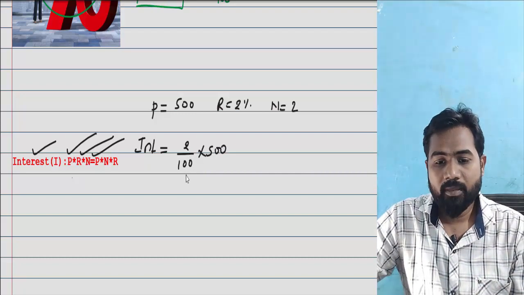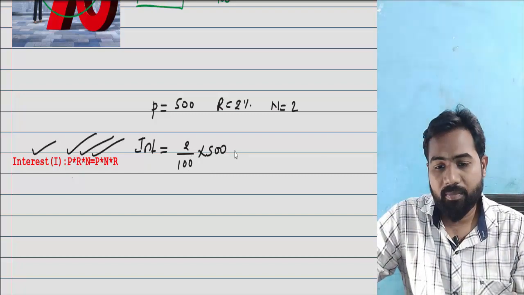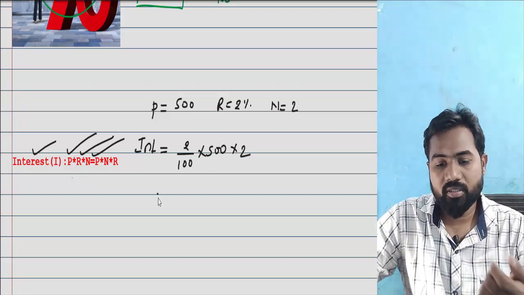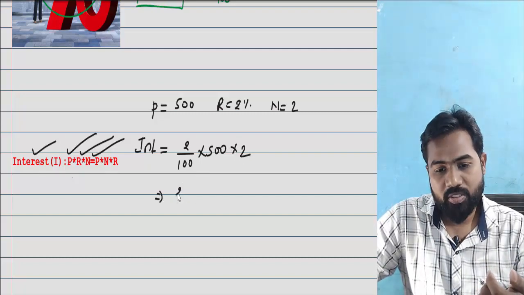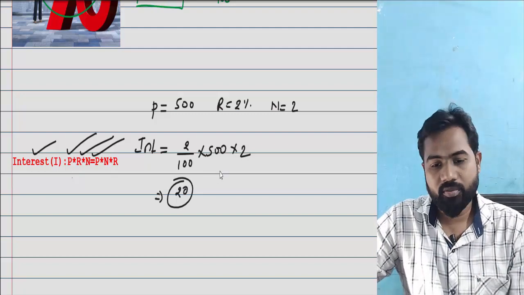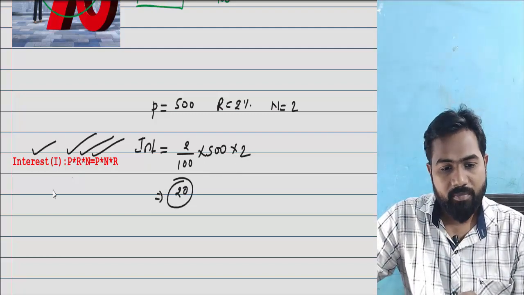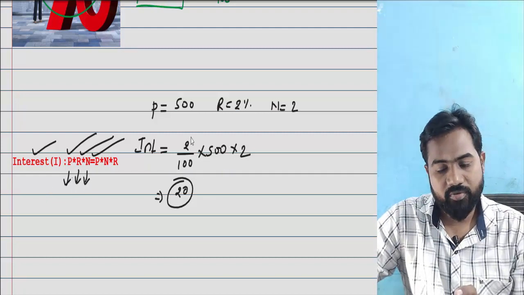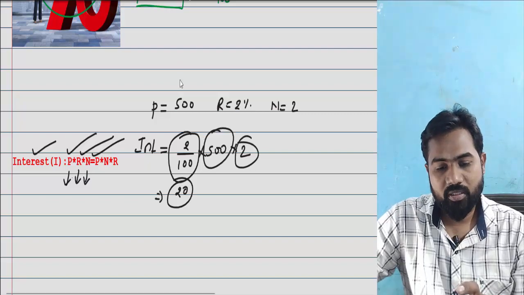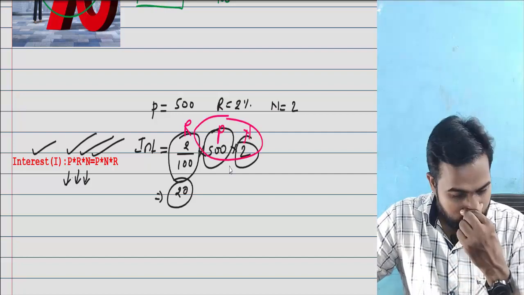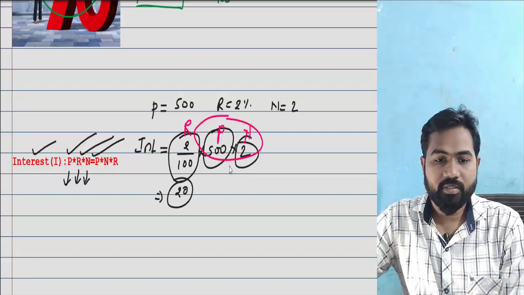On 100 you have to pay 2 rupees, so on 500 how much? Then multiply by time also, because we are taking this for 2 years. So this will be 5 2s are 10, 2 10s are 20 rupees you have to pay as interest after 2 years. Hopefully you understood. Just multiply the principal amount, the rate of interest, and the number of years. This one is your rate of interest R, this is your principal amount P, and this is the number of years. So this is the way you have to calculate the interest.